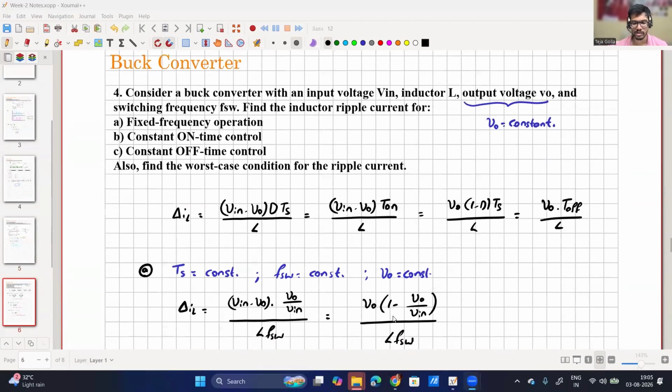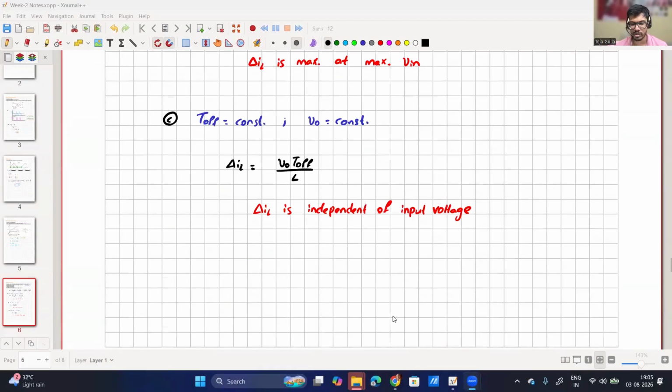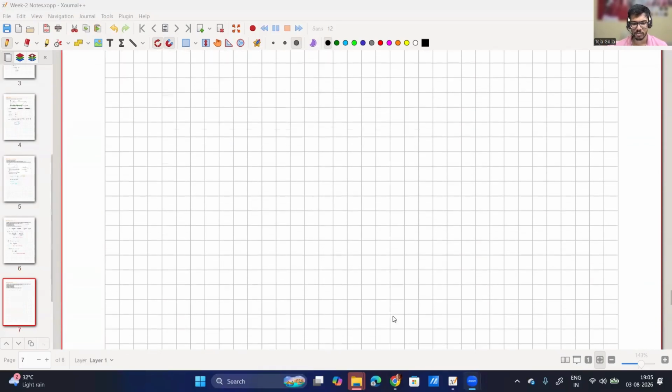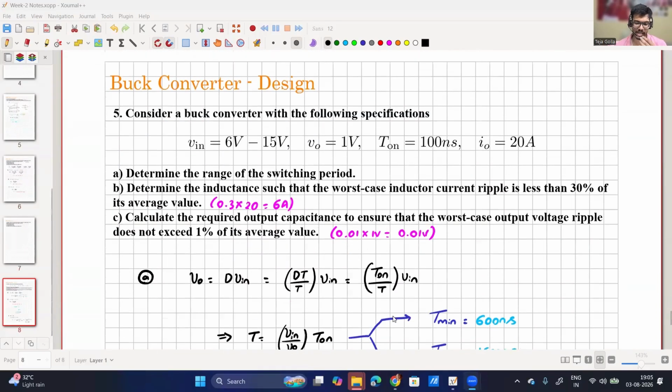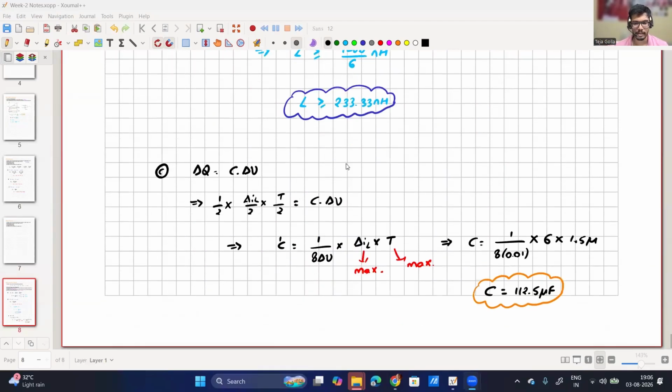Then we saw for a buck converter, based on the modulation technique, how the worst case inductor current ripple varies, and in one of the cases it is independent of the input voltage. We skipped one problem, and in the final problem we designed an inductor as well as an output capacitor for a buck converter operating in constant on time. We identified the worst case operating region, and for that case we solved for the inductance as well as the capacitance.